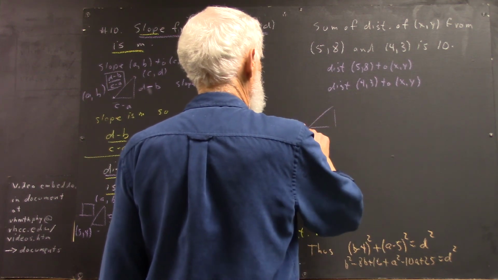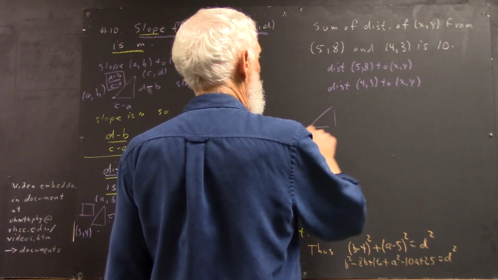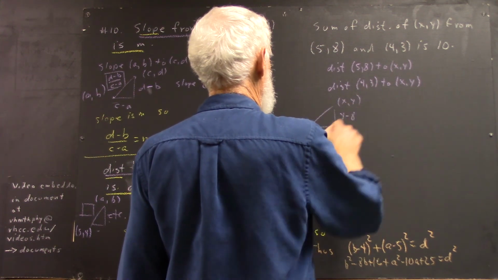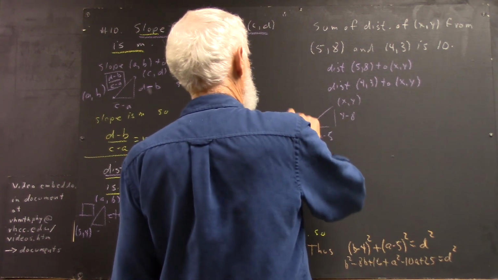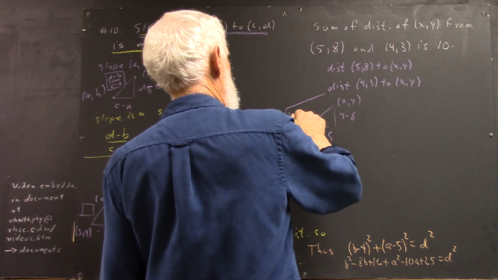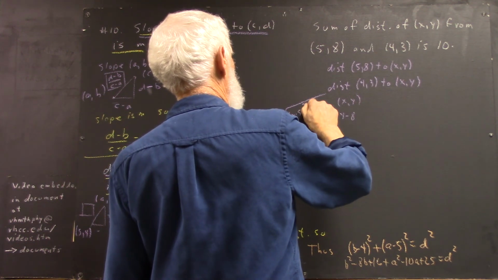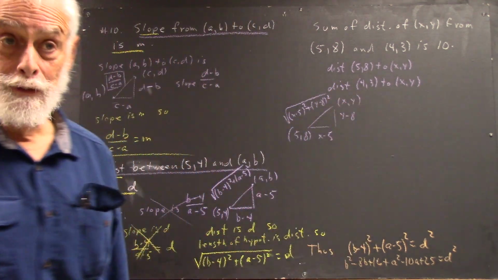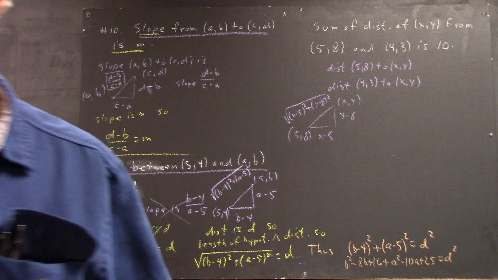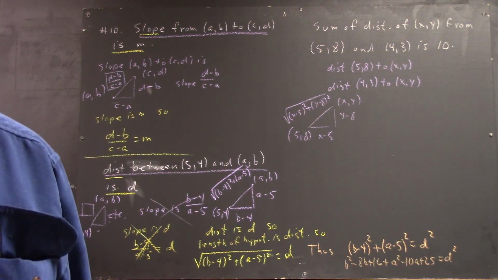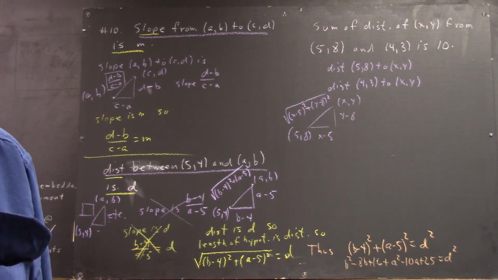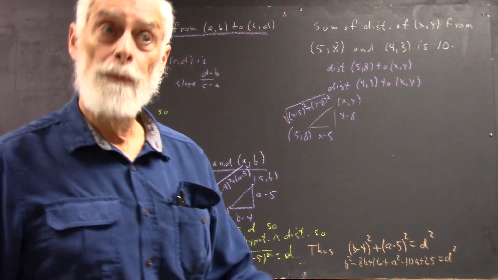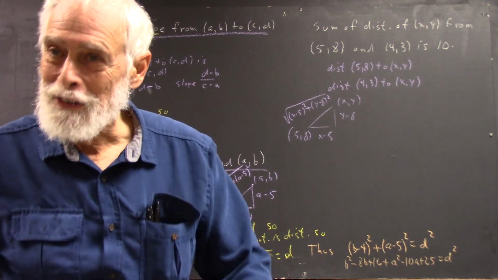You got 5, 8, and xy. So you got y minus 8, and you got x minus 5. So you have the square root of x minus 5 squared plus y minus 8 squared. Right? And with practice, you should be able to write it down just that quickly. You probably shouldn't, because just like me, you might make a mistake. So you want to check yourself.